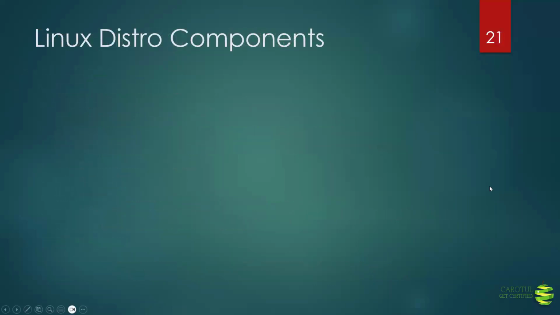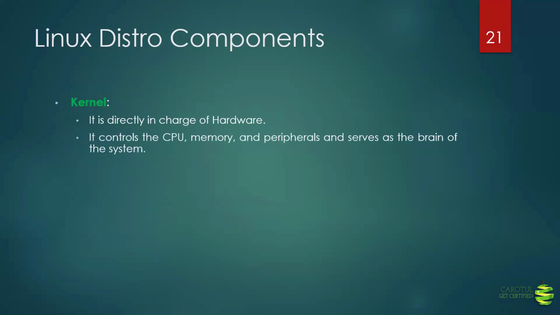So let's see what the different components are in a distribution. If you decide to use one Linux distribution, what exactly do we get in that distribution? In a Linux distro, you will get the kernel, of course, which is the core. It is directly in charge of the hardware and controls the CPU, RAM, and any peripherals, and serves as the brain of the system and the communication link between the hardware and the software.